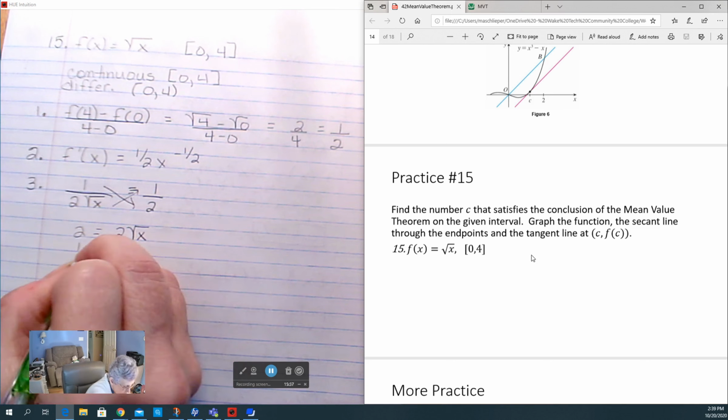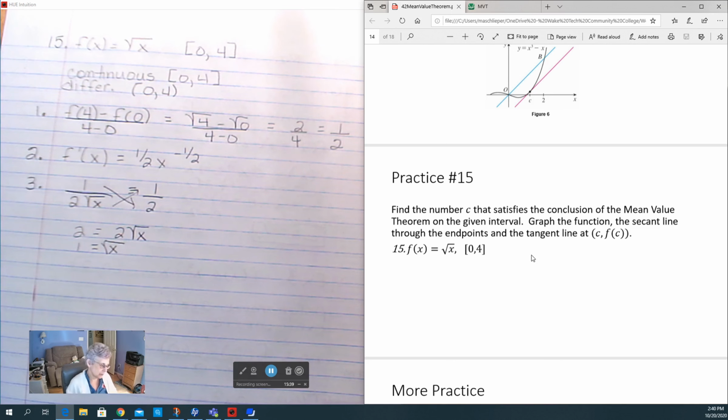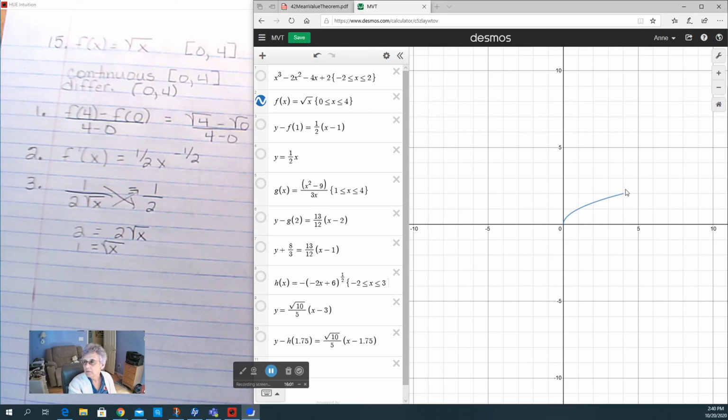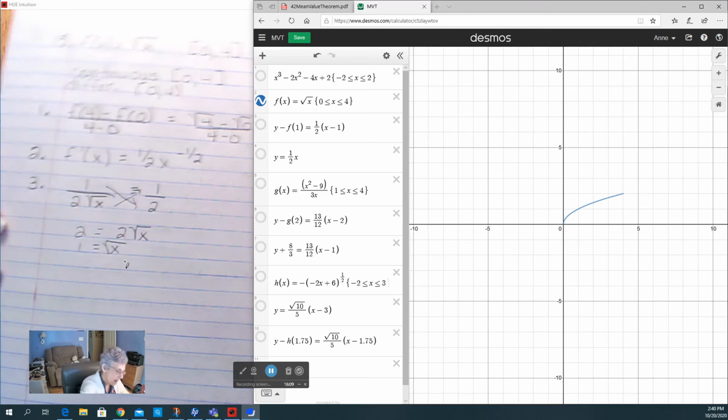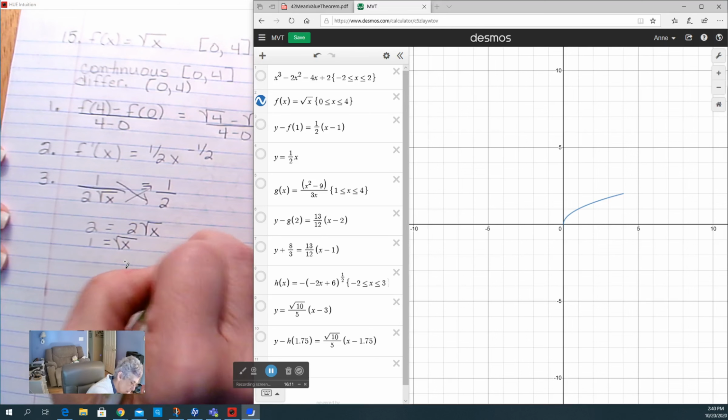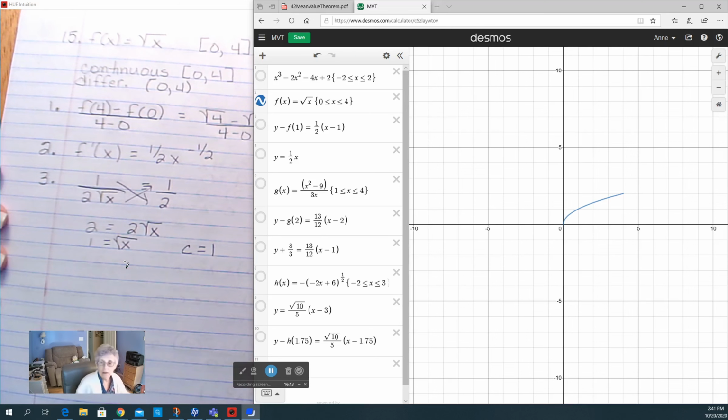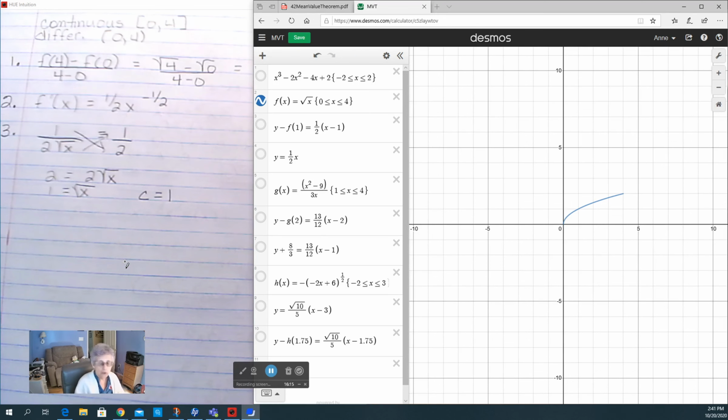So x is equal to the square root of 1. And there is the graph of the square root of x from 0 to 4. And we are convinced that our c is equal to 1 because 1 lives between 0 and 4.